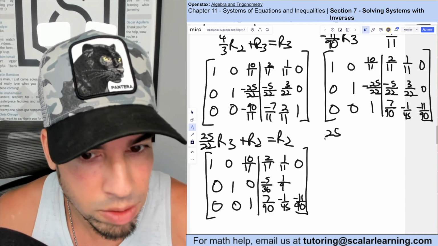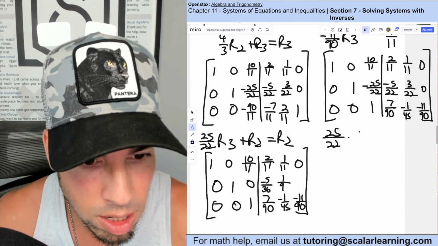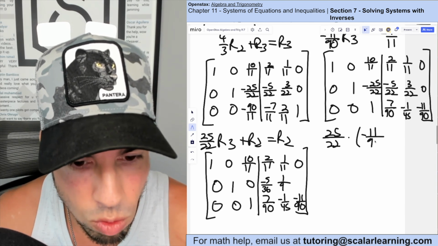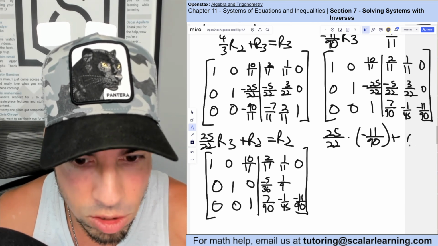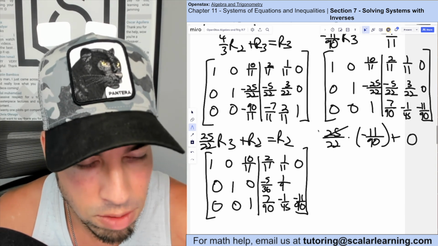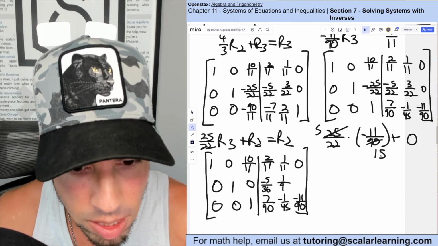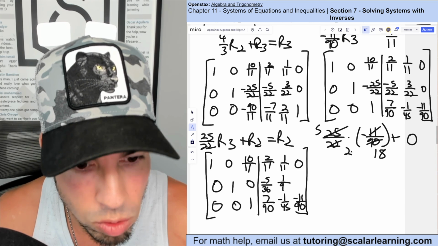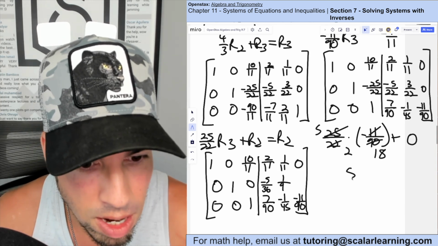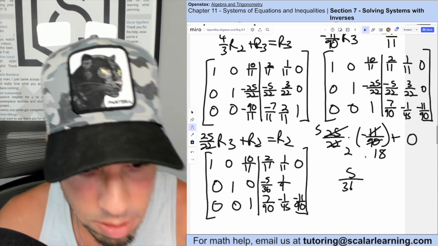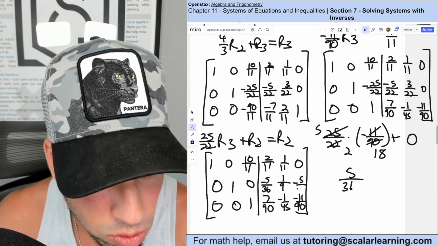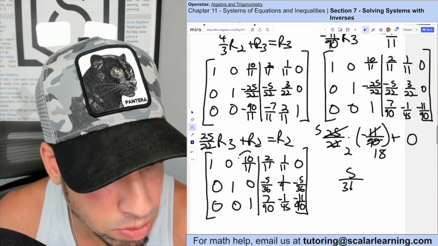Last but not least, 25 over 22 times negative 11 over 90 plus that 0, so that's pretty chill. So then that divided by 5 is 5, that divided by 5 is 18. These two cancel out to 1 and 2. So then I have literally negative 5 over 36. So we put that in here, negative 5 over 36. Okay, we got one number to flip, that's this guy.